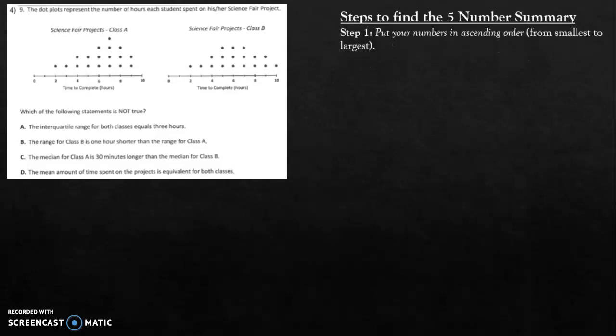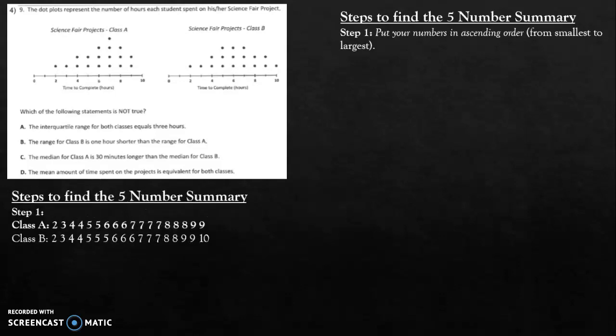So our first step is always to put our numbers in ascending order, meaning I'm going to start off with the smallest number and I'm going to go all the way to the largest number. So I've done so for class A and for class B separately. Okay, so you take each value, so each dot represents one person, one answer. So notice we have, for class A, we have 1, 2, 1, 3, 2 4s, so on and so forth. And I did the same thing for class B.